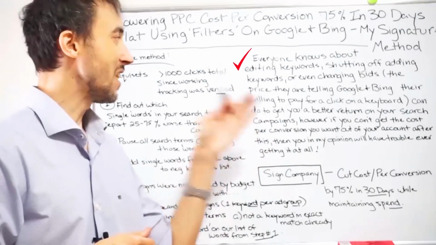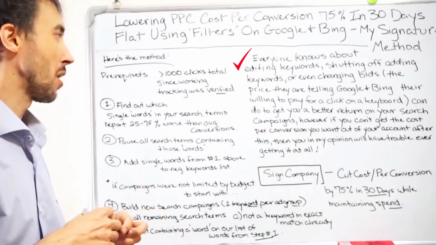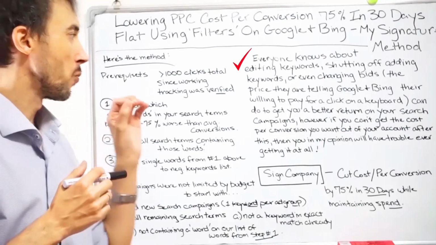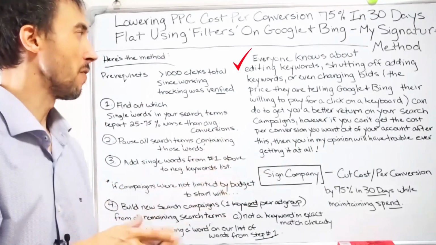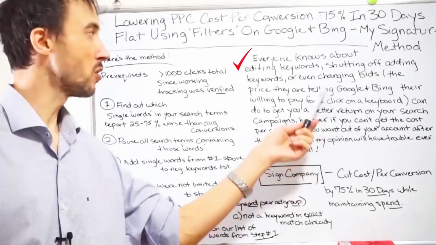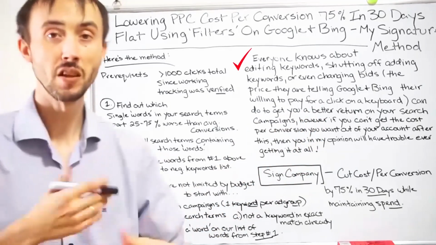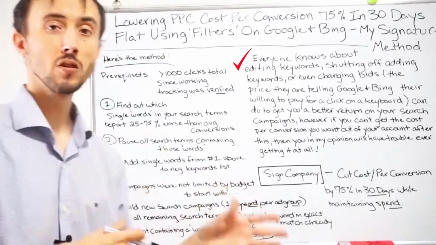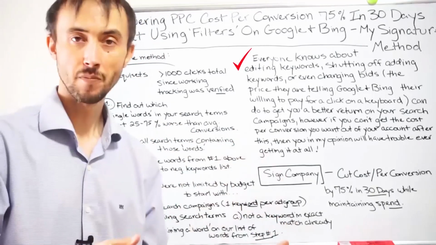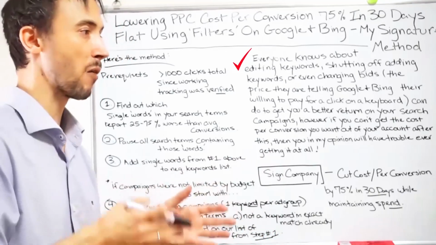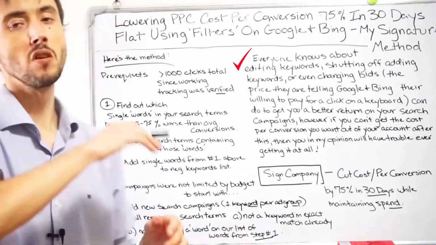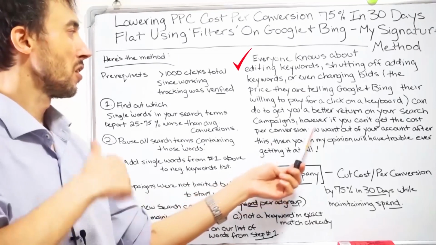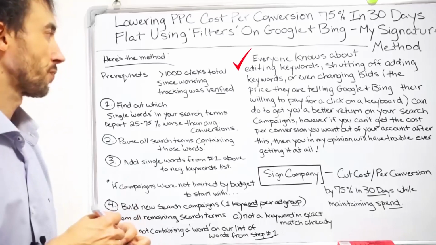You can get an even better return on your search campaigns. With the method that I'm sharing with you, if all you do is completely shut off a keyword or change the price you're willing to pay for it, which is basically how 99% of people manage their search campaigns, you can get a much better return if you start using the filters inside of your account.